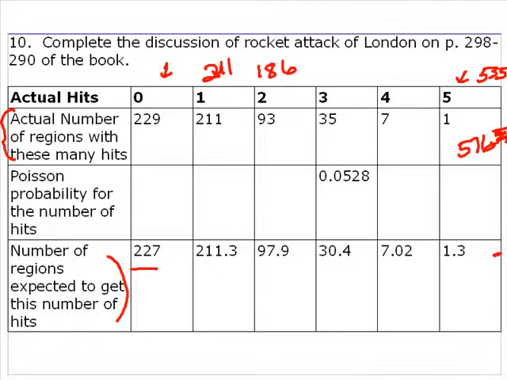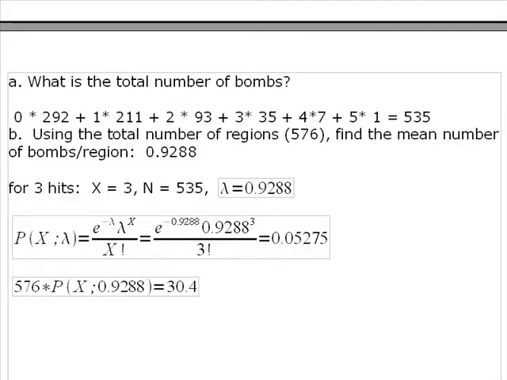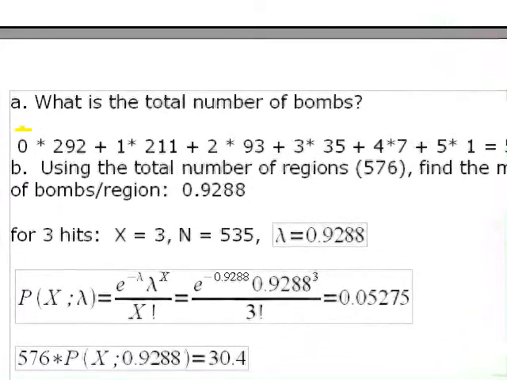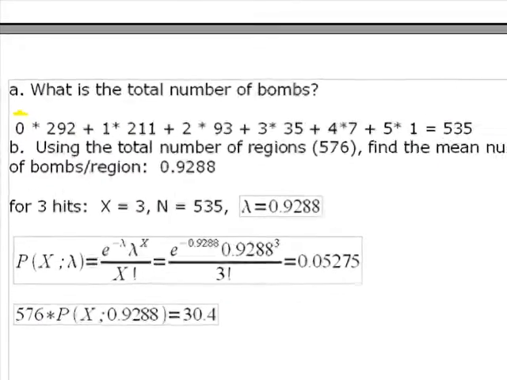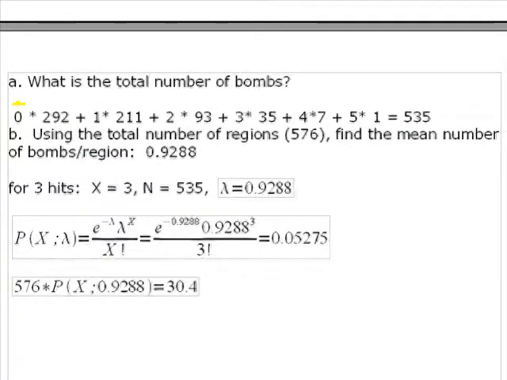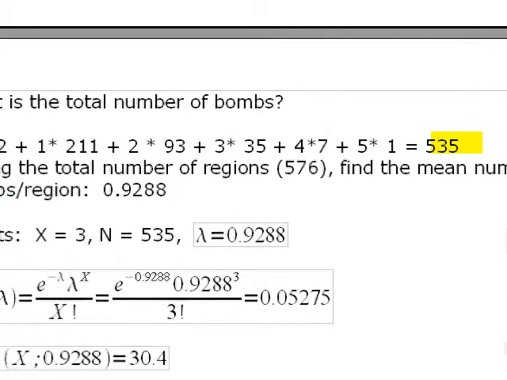Then you calculate the average. That gives you your lambda. So here I've already written it out for you, but I want you to go through and work on it yourself. What's the total number of bombs? Well, again, 0 bombs fell in 292 regions, so that's 0 bombs. And you just multiplied those numbers and added it up and came up with 535 bombs were thrown.